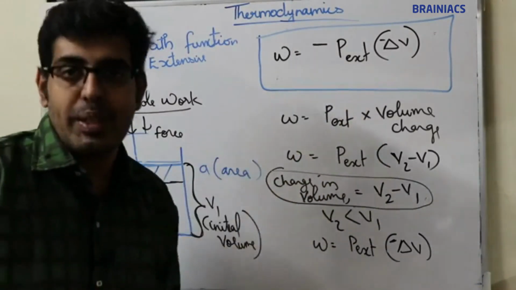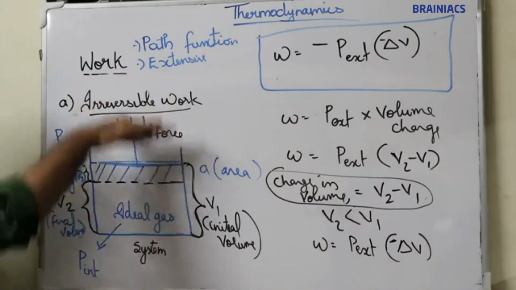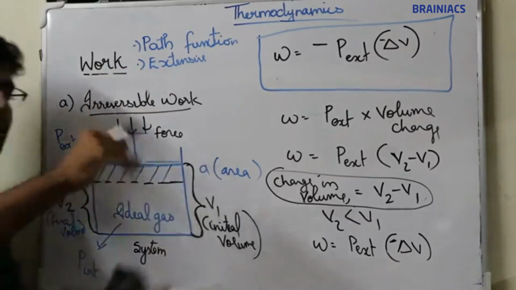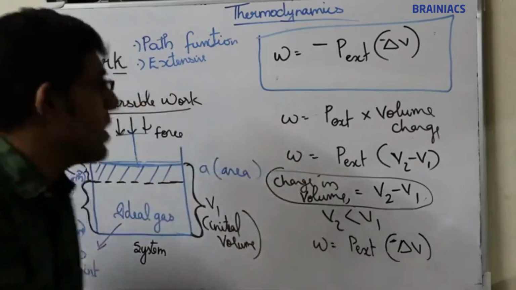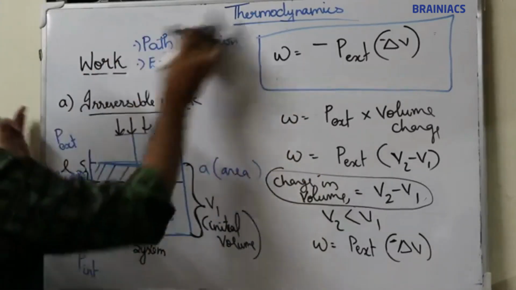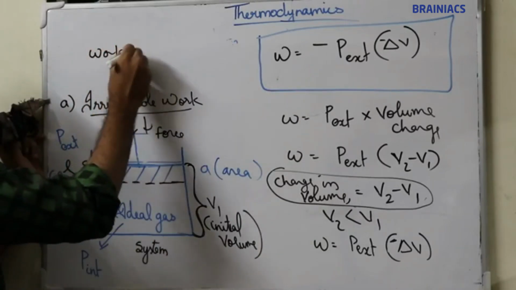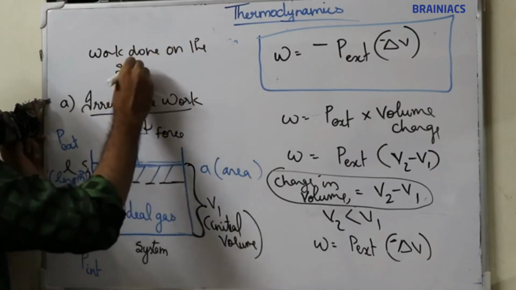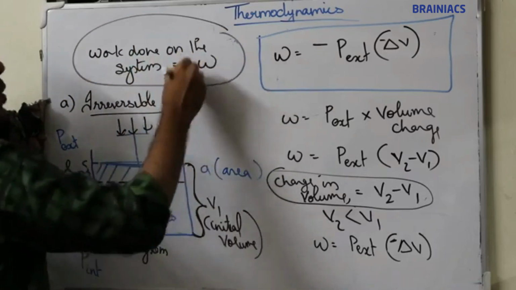Why am I putting a minus here? What type of work is this? This is a compression work, right? Volume decreases, so it's a compression work. In sign convention, we have already discussed that compression work is always positive. Work done on the system, that is compression work, will be equal to plus W.